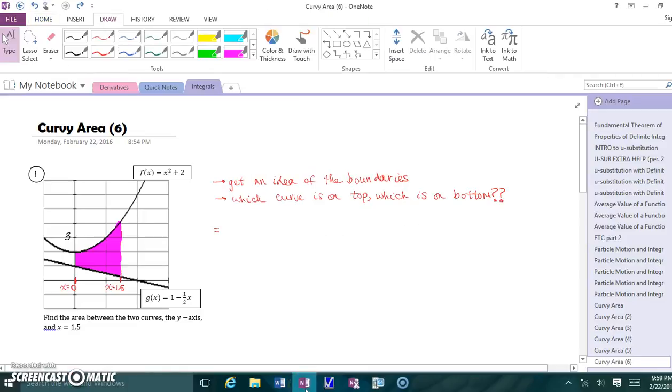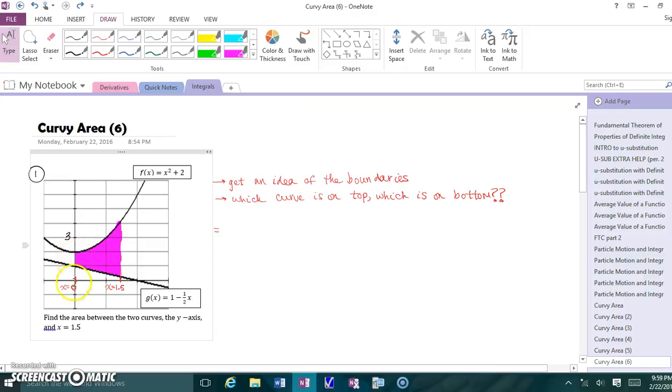These problems are going to get slightly more difficult as we go. Number 1 is the most basic one. So let's look at number 1 here. It says find the area between the two curves, the y-axis, and x equals 1.5. Now I've already actually shaded the area for you, but whenever you read a problem here, you always want to think for a minute and get an idea of what the boundaries are. Like, where is this actual area? So I went from between the curves.